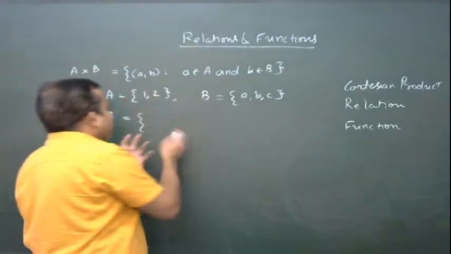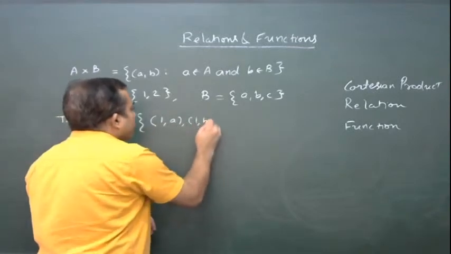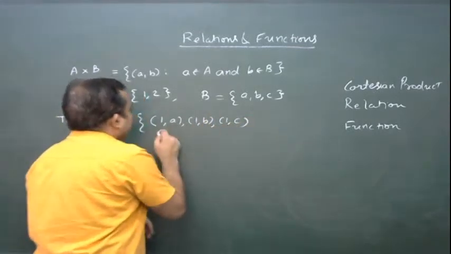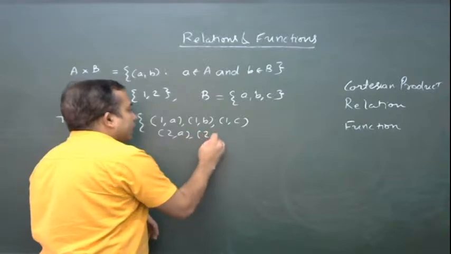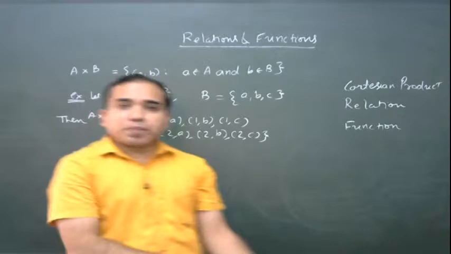So, if you take all possible combinations: (1, a), (1, b), (1, c), and (2, a), (2, b), and (2, c), you will get A cross B, right. How many ordered pairs are there in total?